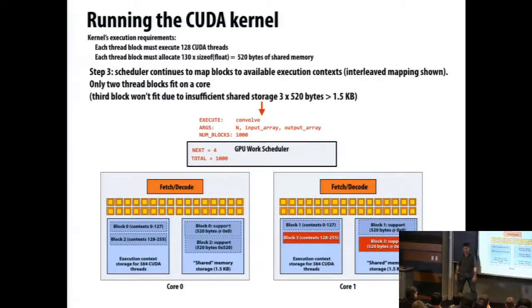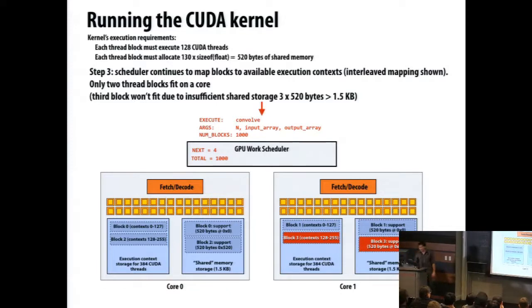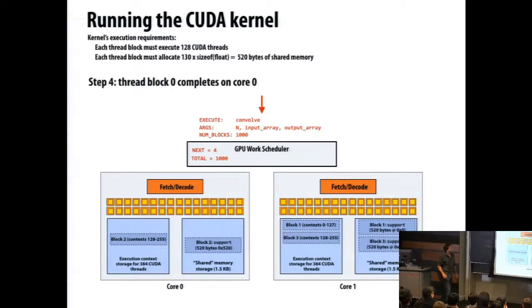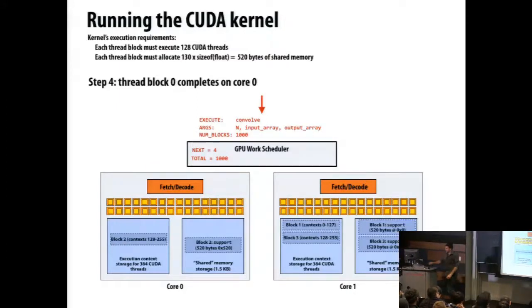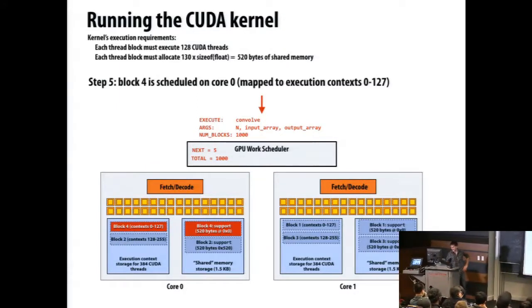Things are just running. And at some point, thread block 0 completes on core 0. Note its resources are free. So what does the scheduler do at this point? It just says, okay, the next piece of work needs to get done. Let's put it on a core so it can get going. Boom, and I do that.